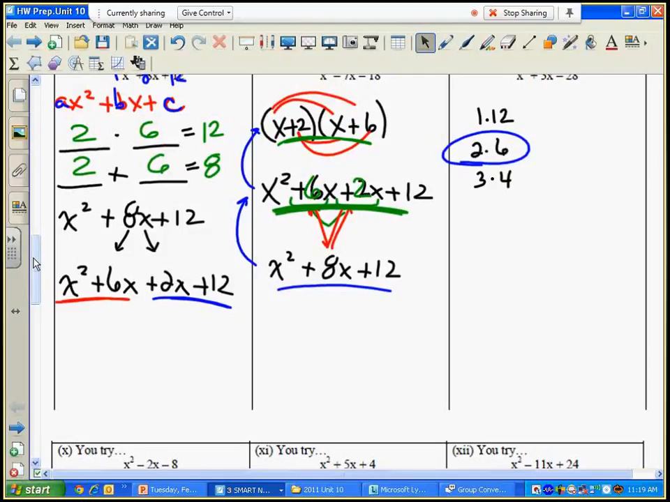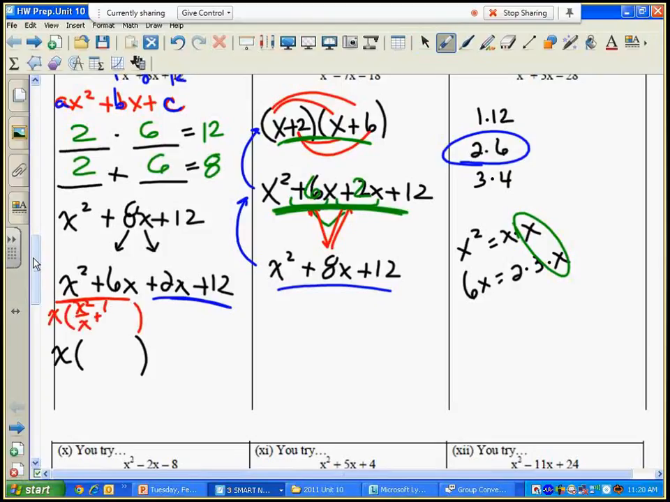So x squared and 6x. X squared is x times x. 6x is 2 times 3 times x. Well, what they share is an x. That's what I'm going to factor out of this expression, so I'm going to get x times something. Let's figure out what that should be. If x is on the outside of the parentheses, x squared divided by x, 6x divided by x. X squared divided by x is just x. 6x divided by x is just 6. And that's what it looks like when the GCF is taken out.